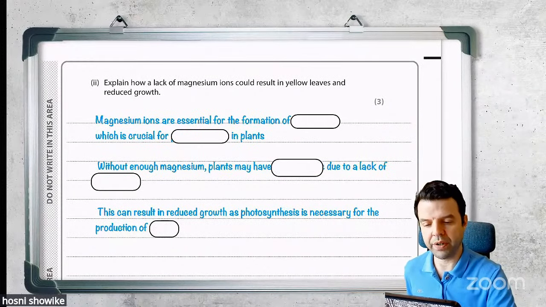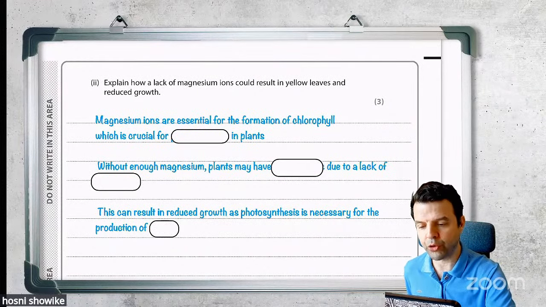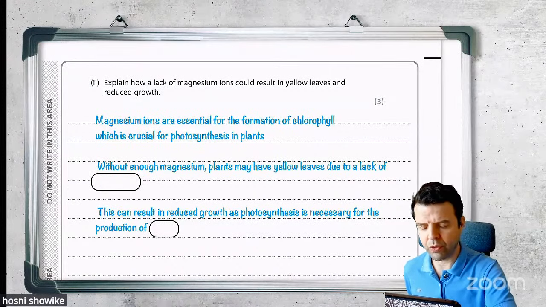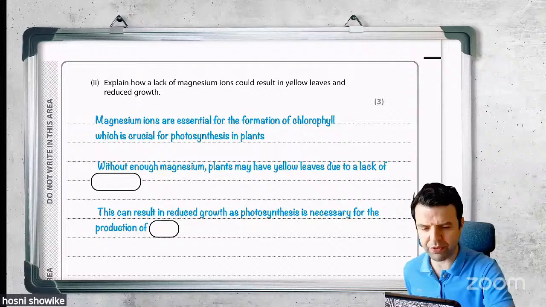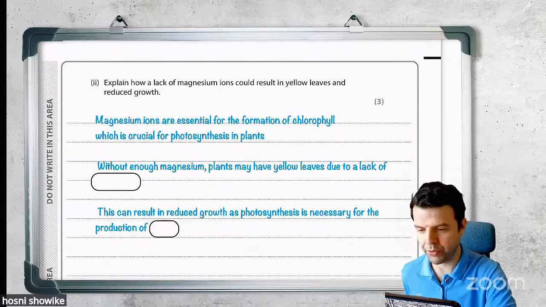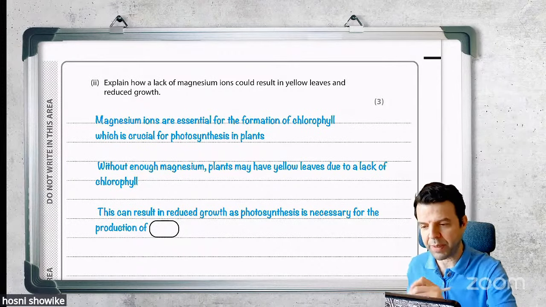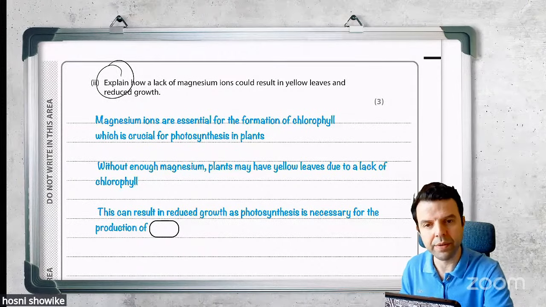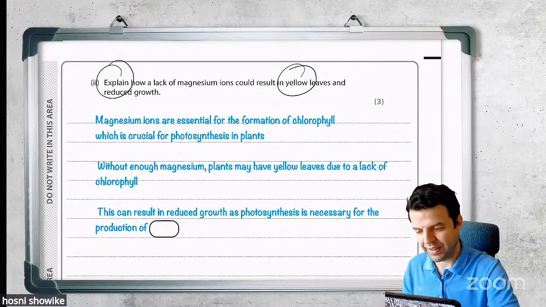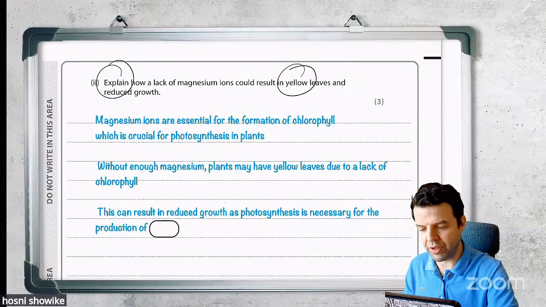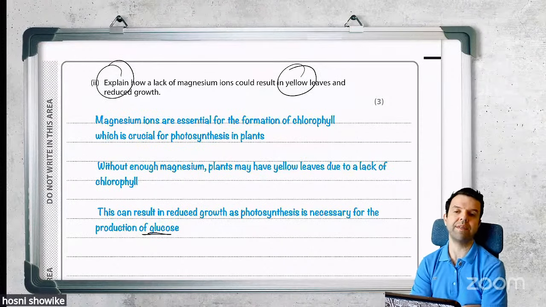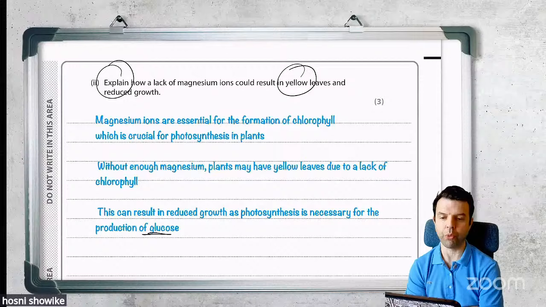So I'll tell them here it's chlorophyll, photosynthesis, it's needed, and lack of it leads to yellow leaves, which means there's less chlorophyll. That's because the question says explain, so I explain to them why the leaves are turning yellow. And in addition, it is glucose, and I just told you that glucose is necessary for growth.